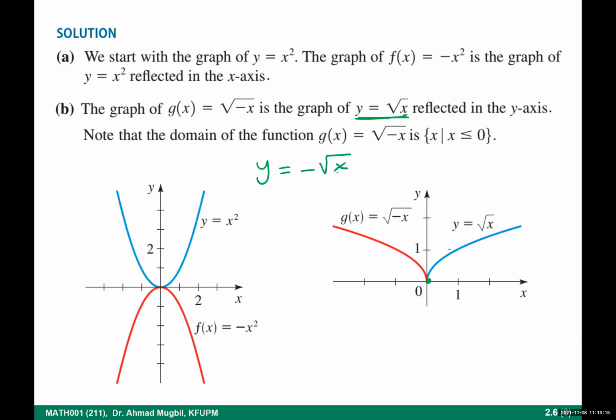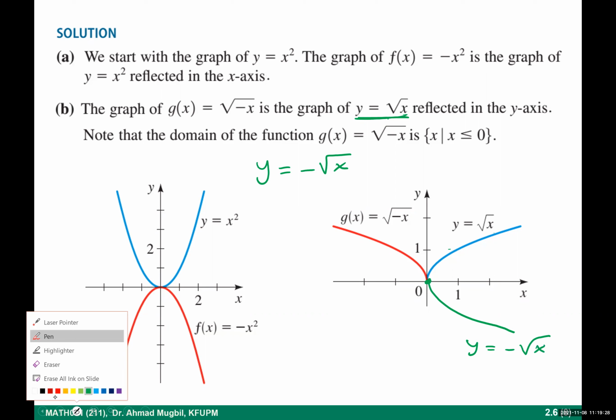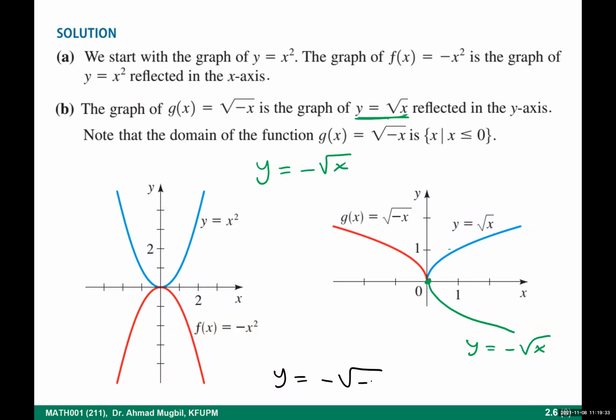Now, let me ask you about the graph of y equals negative square root of x. Where will it be? It is the same as this one, but reflected in what? In the x-axis. It will be here. So this is the graph of y equals negative square root of x. Now, what about the graph of the function y equals negative square root of negative x? It is the same as the red one, but reflected in the x-axis. So this will be the graph of this function. Excellent.